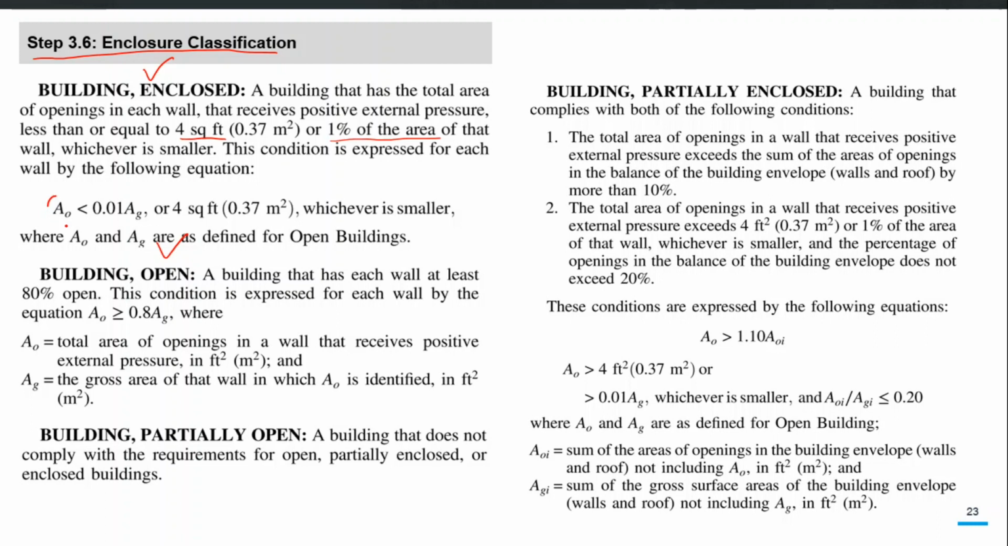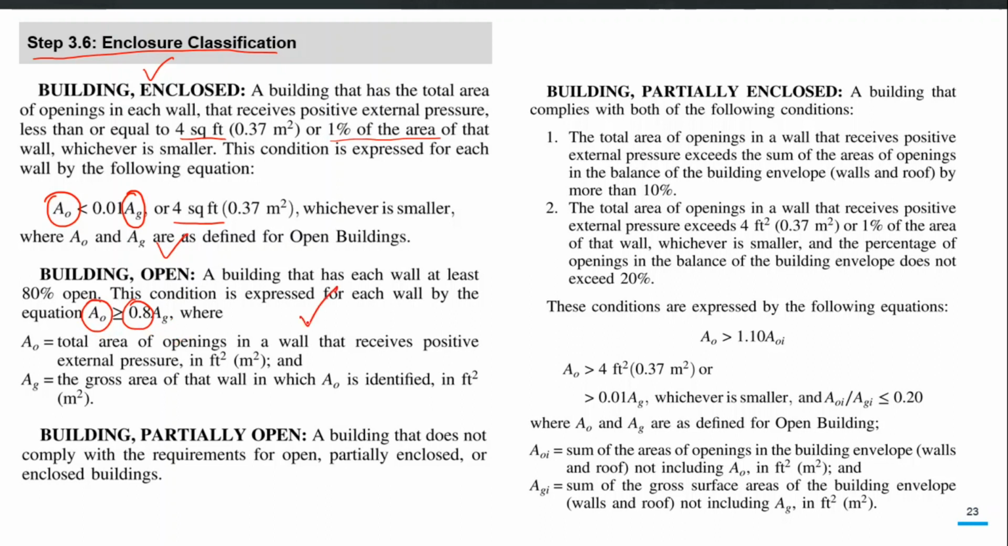So A naught is the area of opening and AG is the gross area of a particular wall. If A naught is less than 0.01 AG or 4 square feet, whichever is smaller, then you should classify your building as an enclosed building, less than 1% of the gross. It is an open building if A naught, the area of opening, is greater than 80% of the gross area. In that case, you should classify it as an open building.